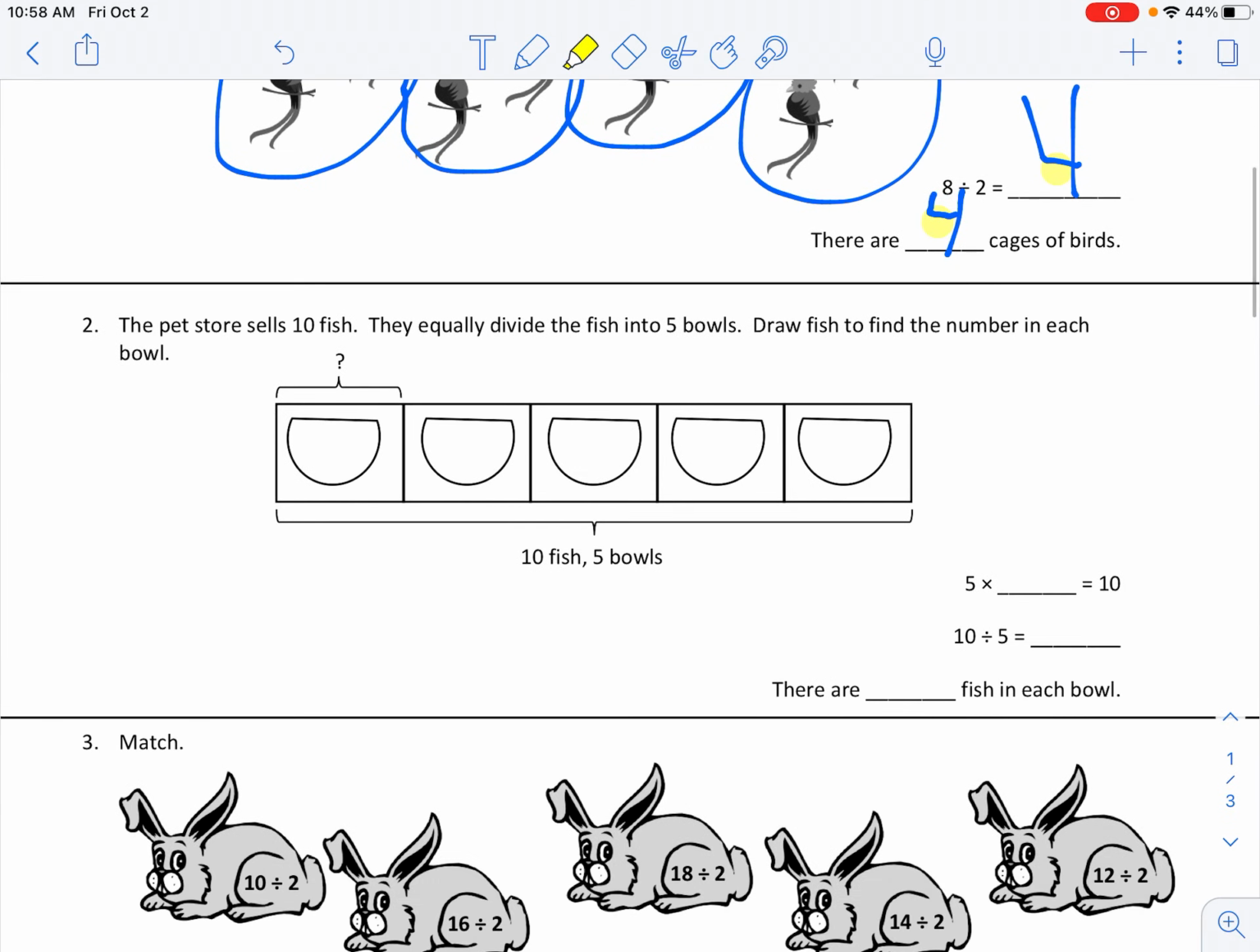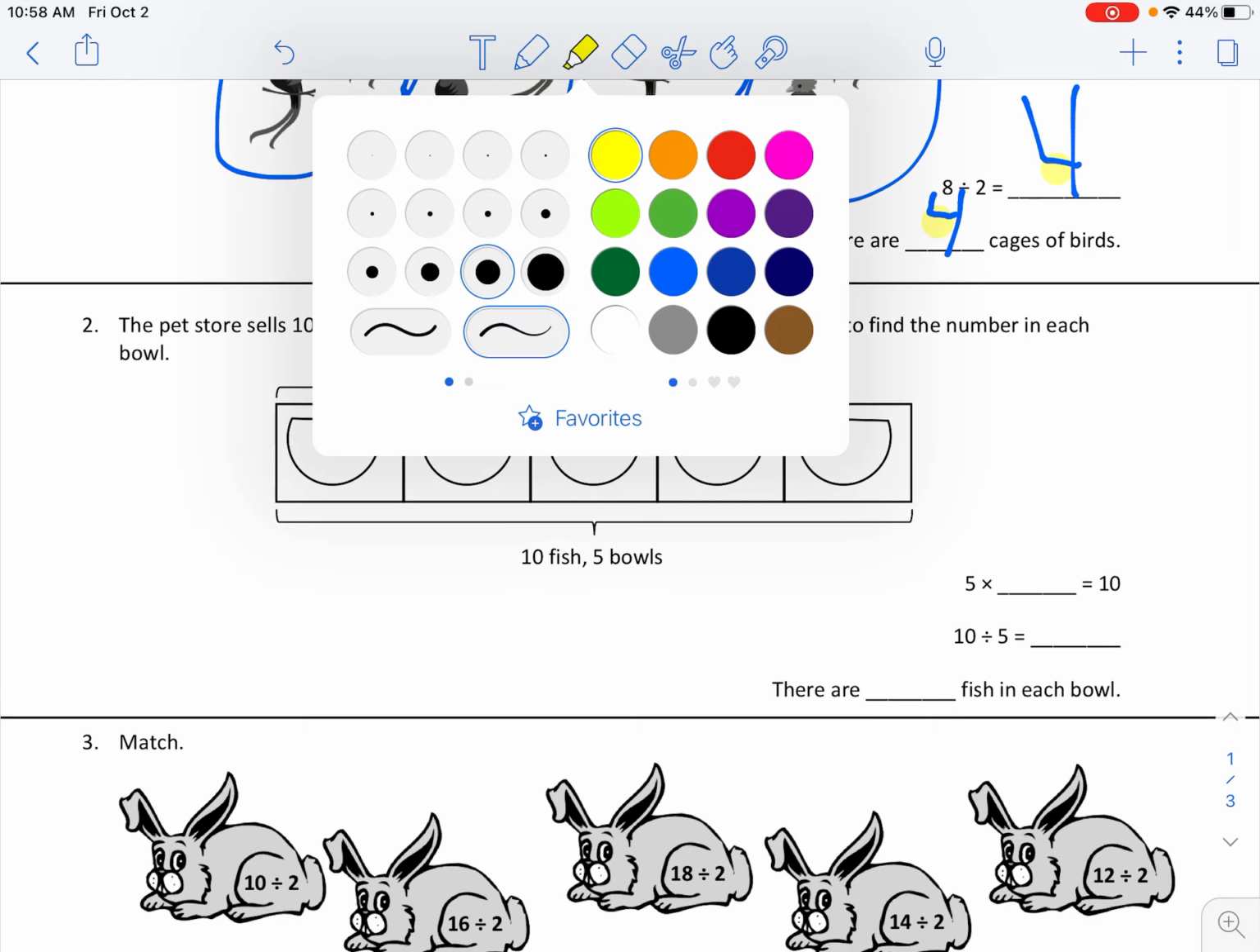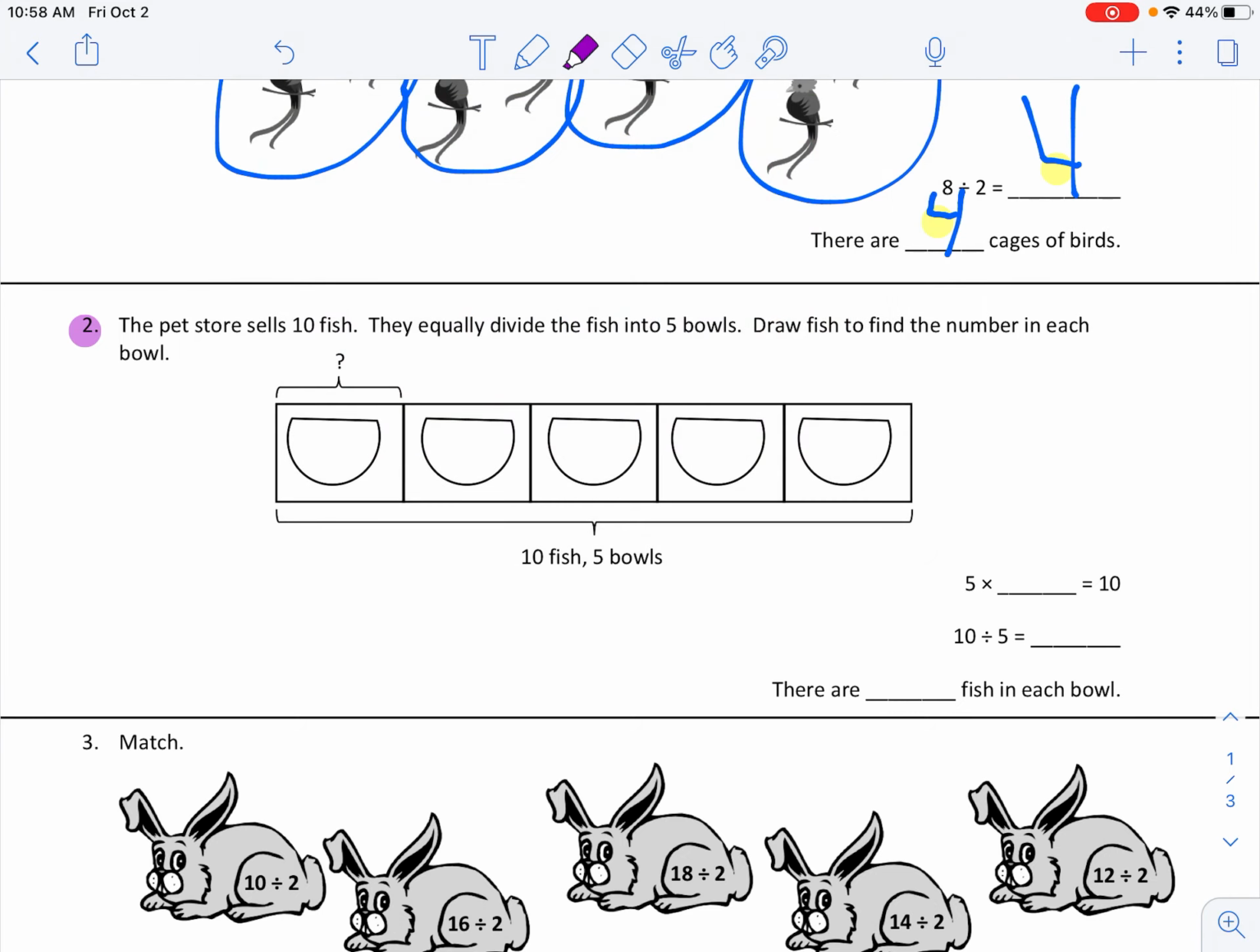Let's take a look at number 2. Number 2. The pet store sells 10 fish. They equally divide the fish into 5 bowls. Draw a fish to find the number in each bowl.